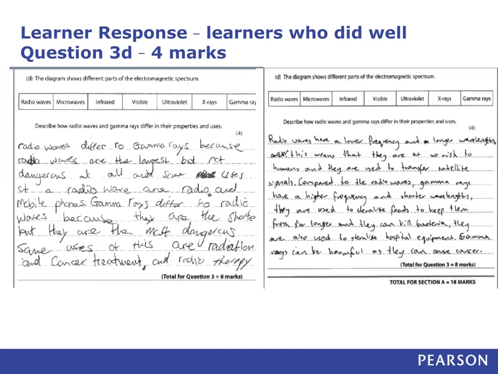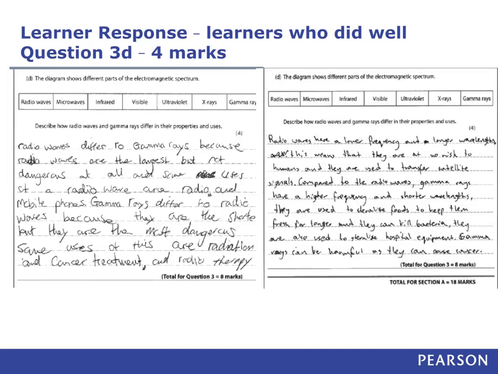If they had just stated 4 radios, this would not be credit-worthy. However, they have also stated mobile phones, which is acceptable. They give the comparison that gamma rays are used in cancer treatment. Together, these comparative uses gained a mark. Unfortunately, the learner did not make reference to the frequency of the waves for the final marking point.